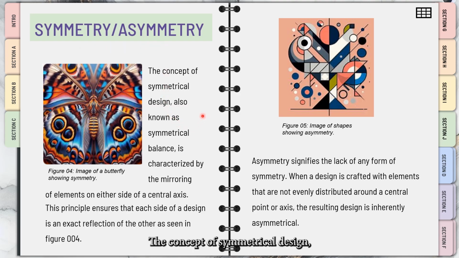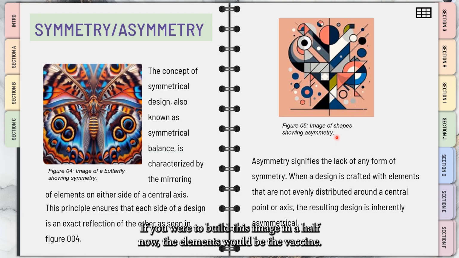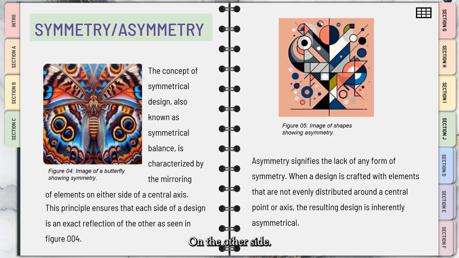The concept of symmetrical design, also known as symmetrical balance, is characterized by the mirroring of elements on either side of your artwork. So if you were to fold Figure 4 in half, both of the elements of the butterfly will be on each side. And asymmetrical is the exact opposite. It lacks any form of symmetry. So take Figure 5. If you were to fold this image in half, none of the elements would be the exact same on the other side.